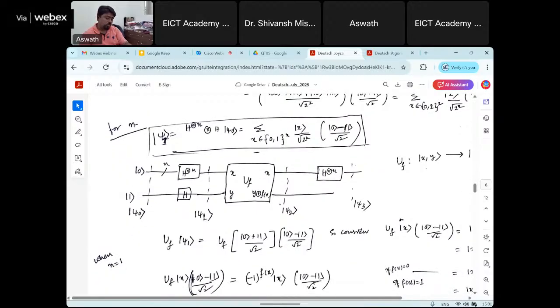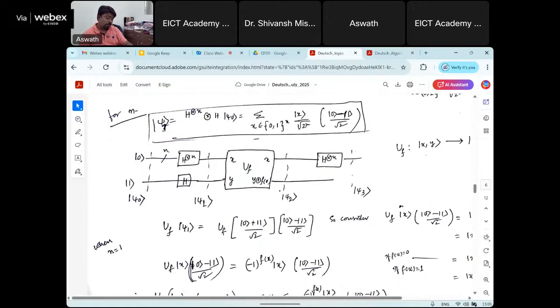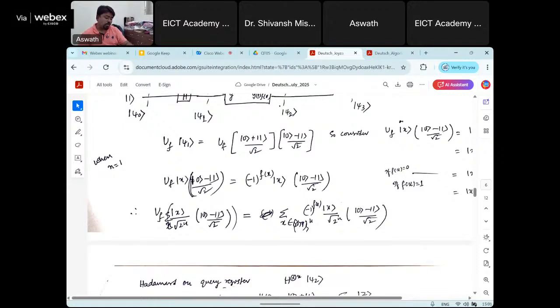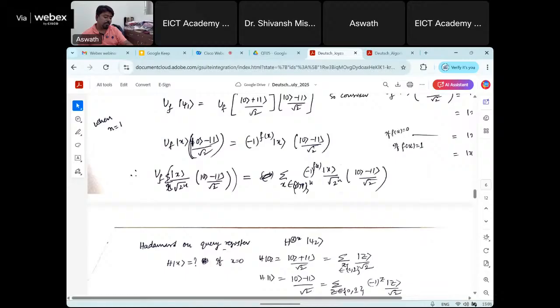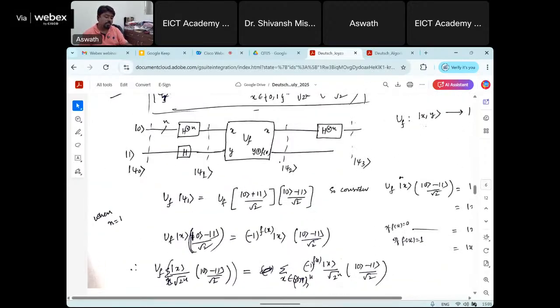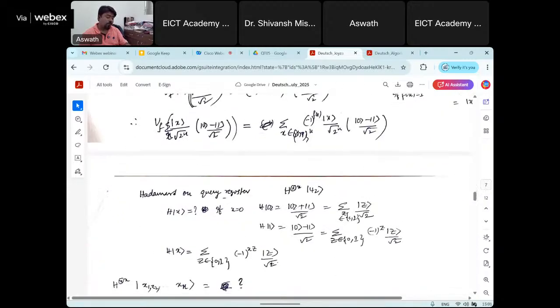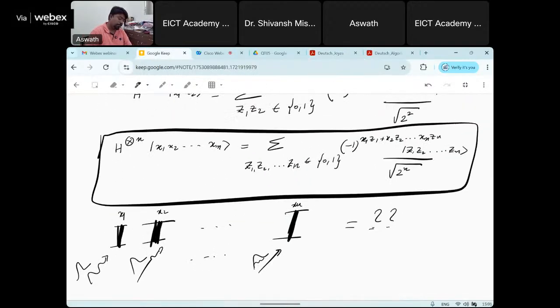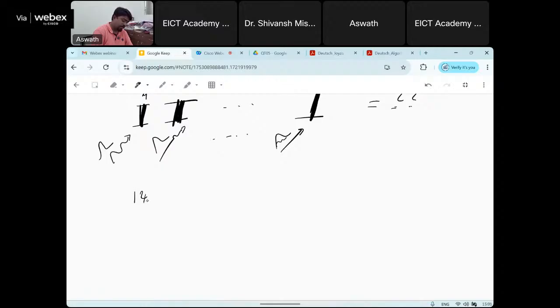The psi 1 goes through the unitary function, and the output is minus 1 to the power of f of x, x ket, divided by square root of 2 to the power of n, tensor 0 minus 1 divided by square root of 2. This is the output after the unitary function. Now I know what psi 2 is, which would look like this, with x belonging to 0 comma 1 tensor n.